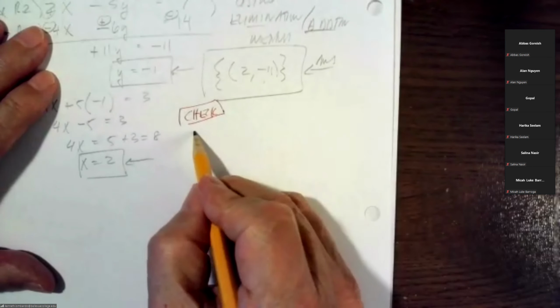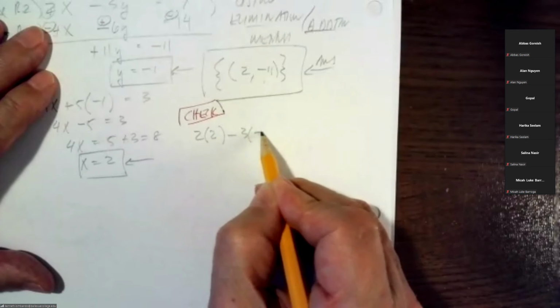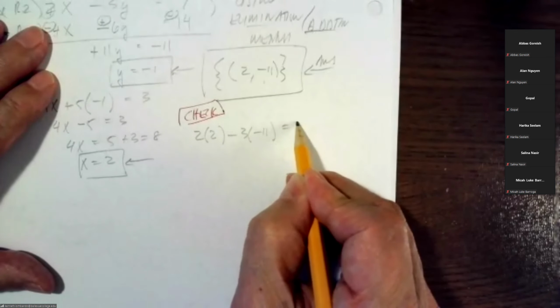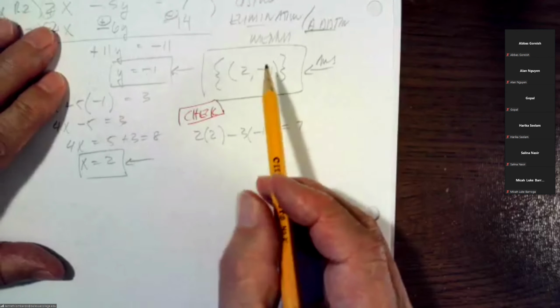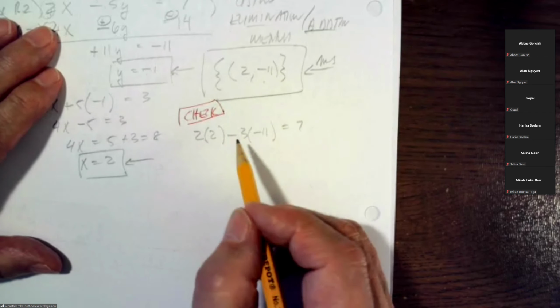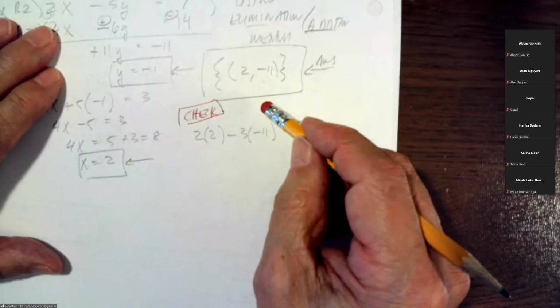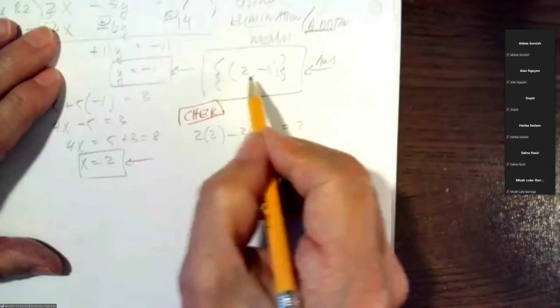Take row 2 and say 2 times 2 minus 3 times -1 equals 7. Okay, so let's see here. 2, where am I here? 2 times 2 minus 3 times... Oh, you guys have to catch me. Y isn't 11, it's 1.